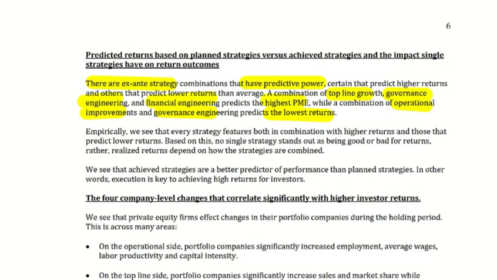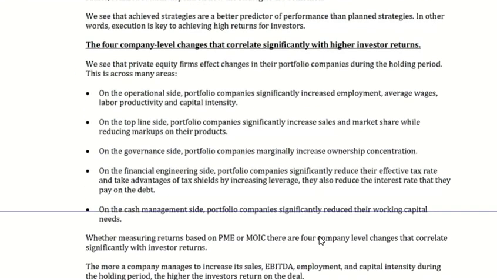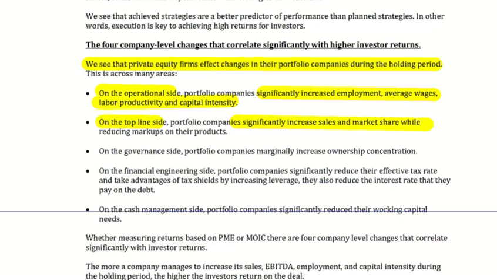We have a look over here at the 4 company level changes that correlate with higher returns. We see that private equity firms affect changes in their portfolio companies during the holding period. Looking at the operational side, what's interesting is that portfolio companies significantly increased their employment, their wages, their labor productivity, and their capital intensity. On the top line side, they were able to increase sales and market share. On the governance side, it's a little bit different. They were only marginally able to increase ownership concentration, so not much of a look over there.